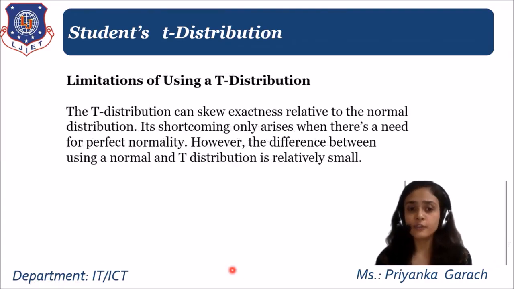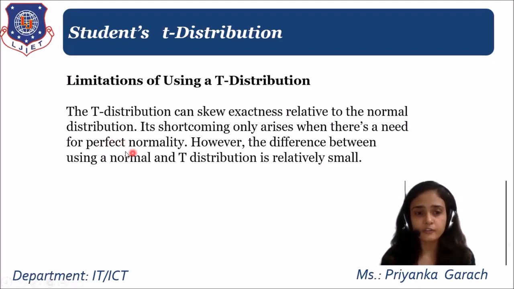There are a few limitations of the student t distribution: the t distribution can skew exactness relative to the normal distribution. So its shortcoming only arises when there is a need for perfect normality. However, the difference between the normal and the t distribution is very small.